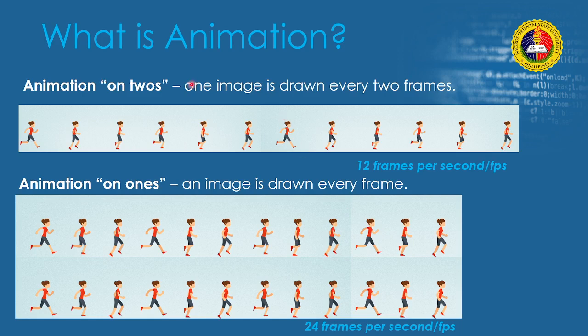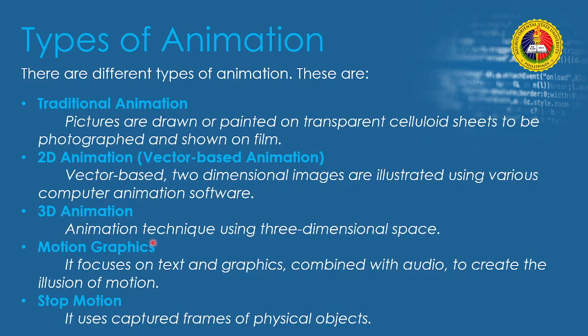All right. However, the difference between the two is that mostly animators will use animation on twos because it increases the speed of the animation process. But animation on ones is also done, whenever there are slow-motion scenes. If the scenes are in slow motion, mostly animators will do it on ones, in that way the action is smoother.